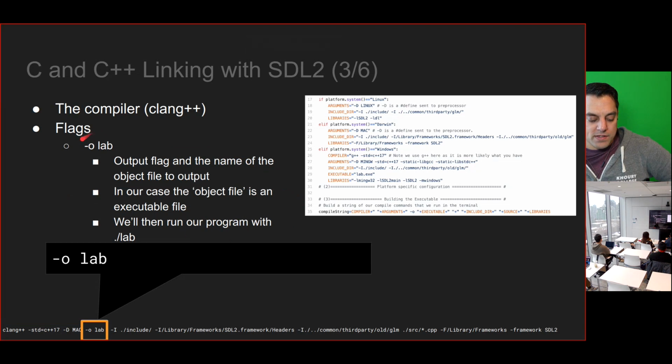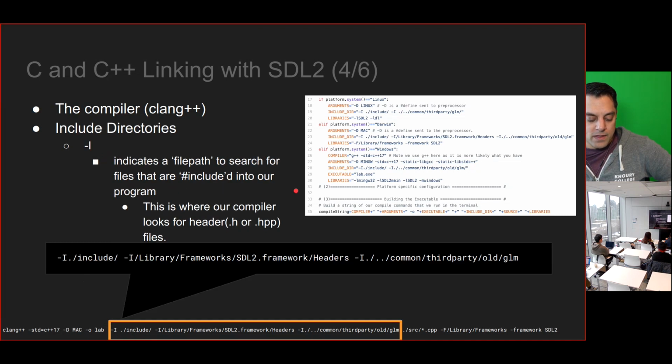So the next part in this compilation is -o, and then whatever the executable name is. Usually I've named them things like lab or prog or assignment or something like that. That's how you're, of course, running the file. Windows folks are going to have lab.exe or something like that that ultimately gets generated.